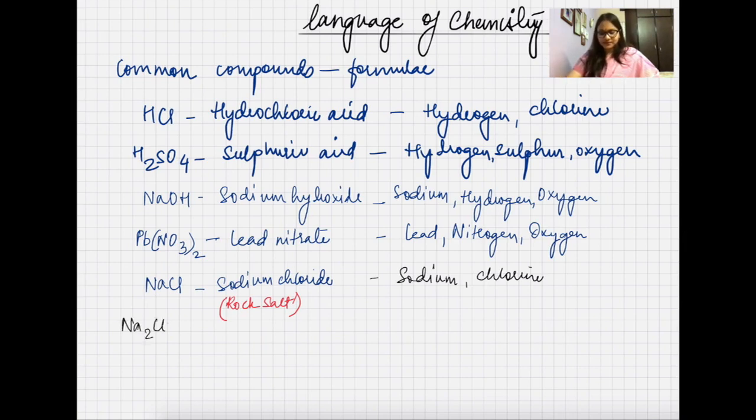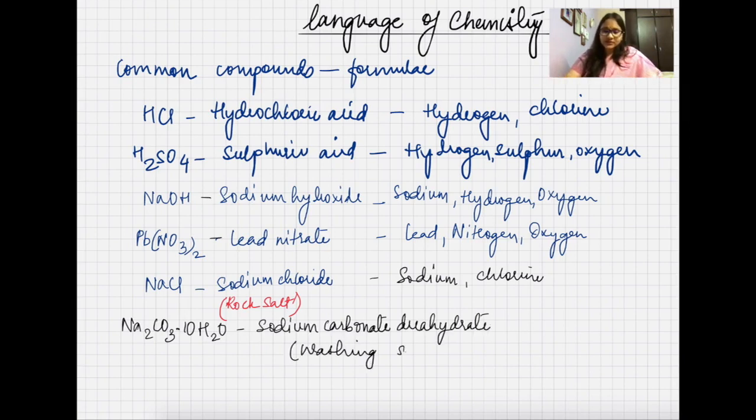Now in the next video we are going to discuss the steps of writing a chemical formula for most ionic compounds by using the crisscross method. So we will learn the crisscross method in the next video.